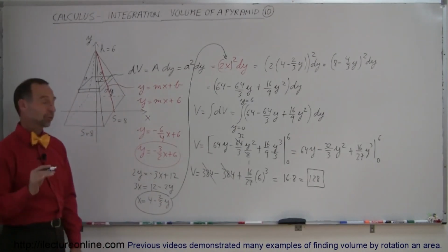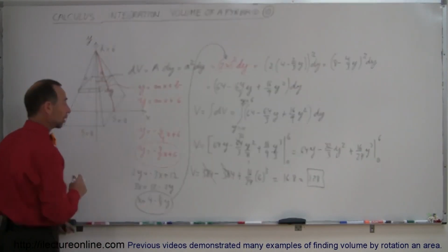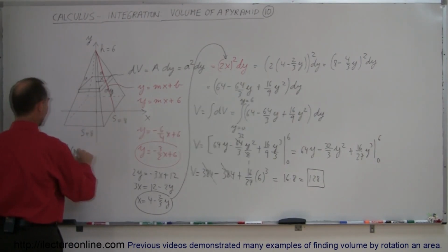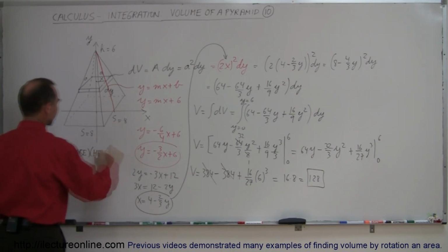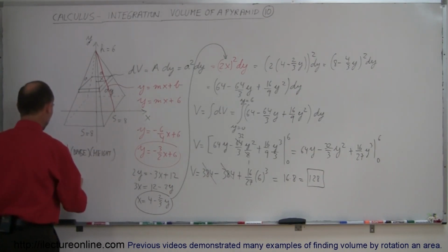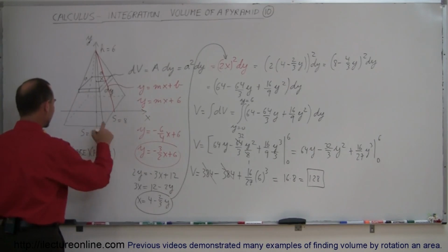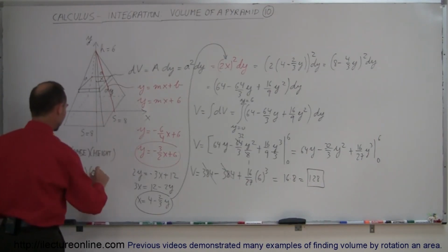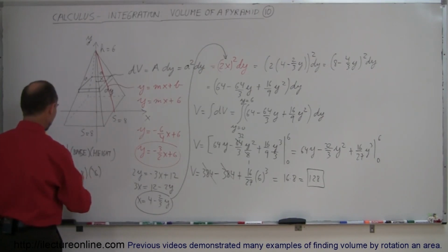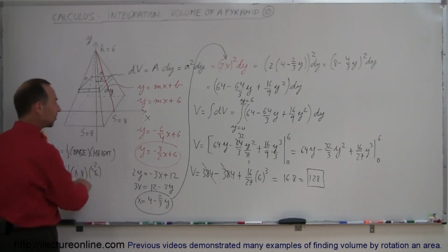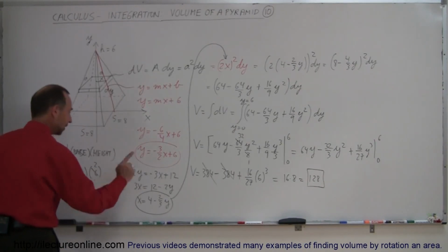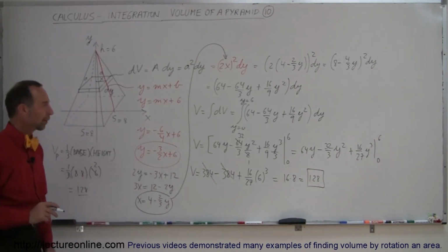Now, just to check to make sure we did this correctly, let's check it with our equation where we know that the volume of a pyramid is equal to 1/3 the base times the height. Okay, that's equal to 1/3 the base. The base would be 8 by 8, so 8 times 8. And the height would be 6. 6 divided by 3 is 2. 8 times 8 is 64, times 2 is, yes indeed, 128. That gives us the same answer, so we know we did it correctly this time.